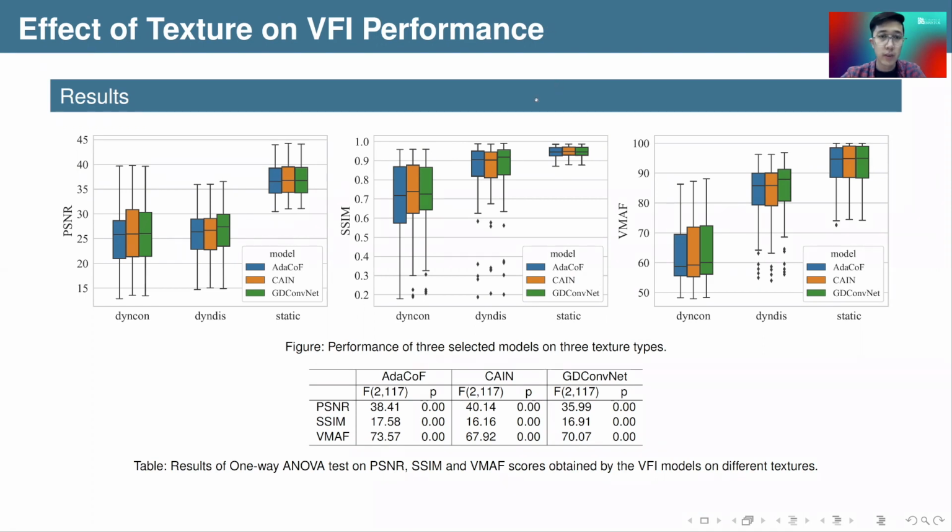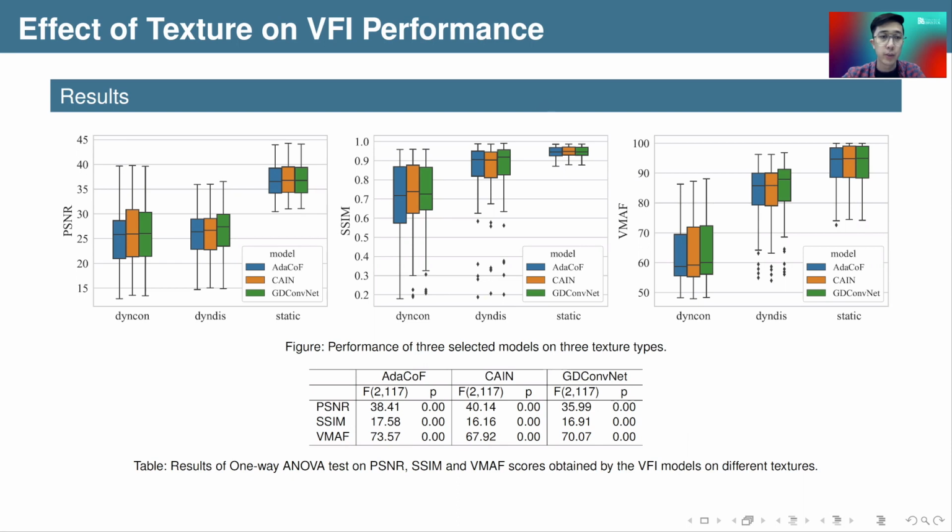And to assess whether the impact of texture on VFI performance is statistically significant, a one-way analysis of variance is performed with the results shown in this table here. Here we can see that in terms of all metrics, texture type has significant impact on performance of VFI models at p smaller than 0.05 level.